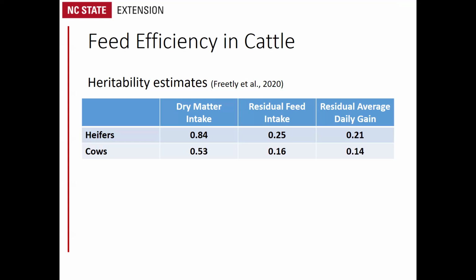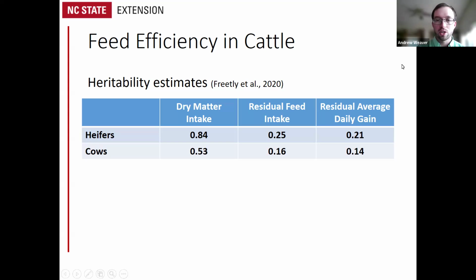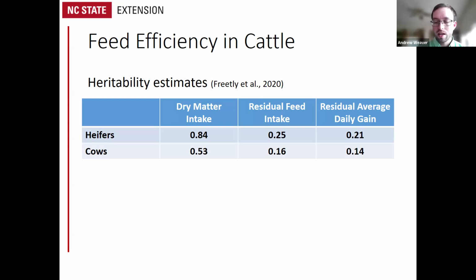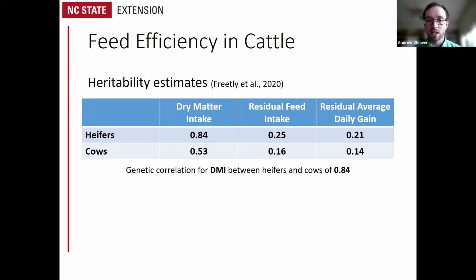And really the next question is, is there a relationship between the genetics and the genes that control efficiency in heifers and the genes that control efficiency in those same animals when they reach maturity and become cows in the herd? And so the genetic correlation for dry matter intake between heifers and cows is, again, 0.84. So very high genetic correlation between heifers and cows for dry matter intake. So if they eat less as heifers, they're probably going to eat less as cows. If they eat more as heifers, they're probably going to eat more as cows.